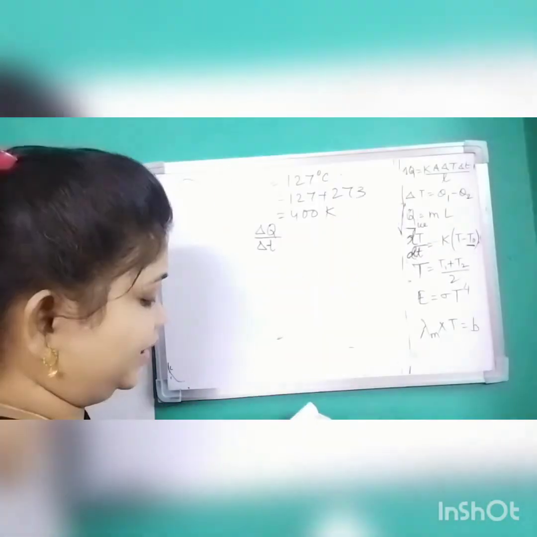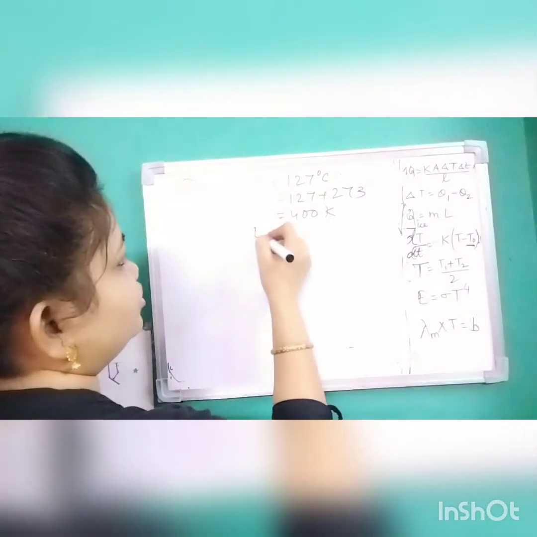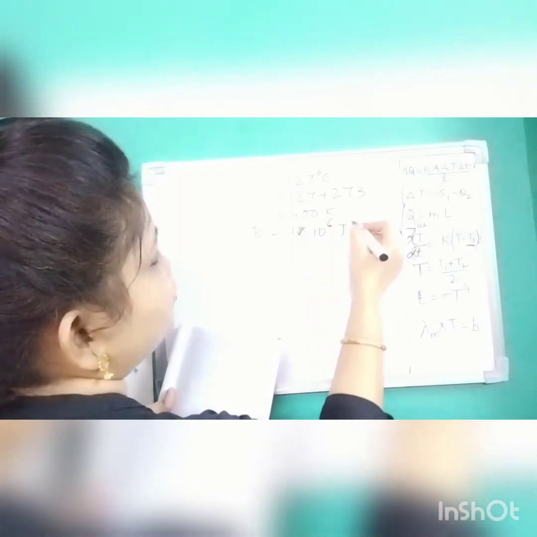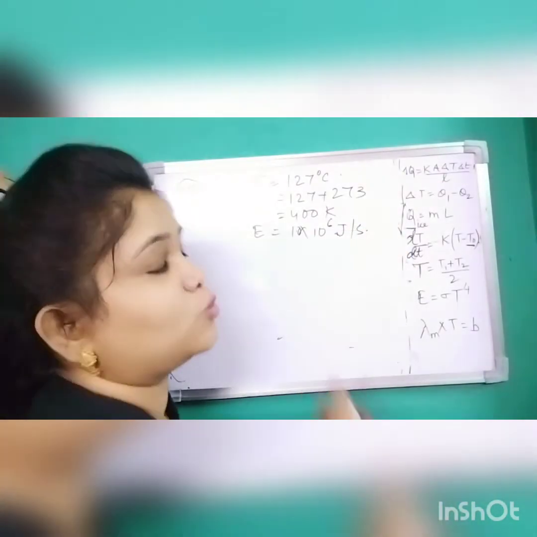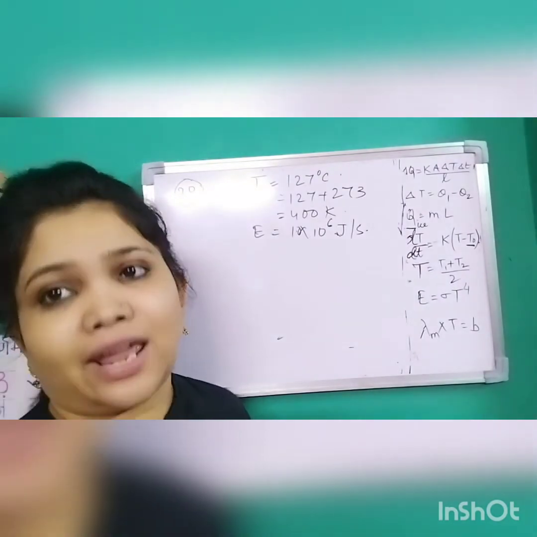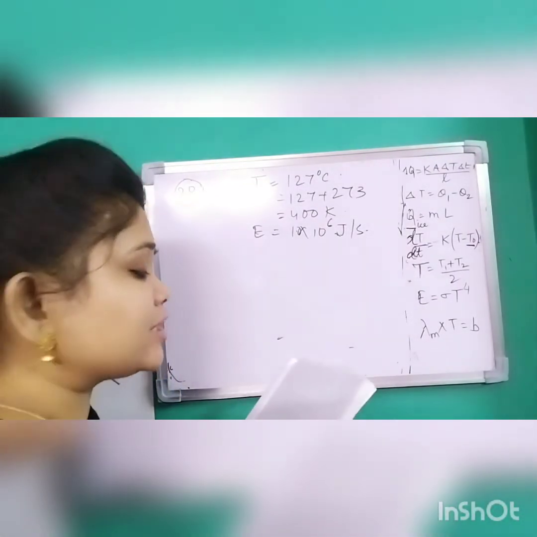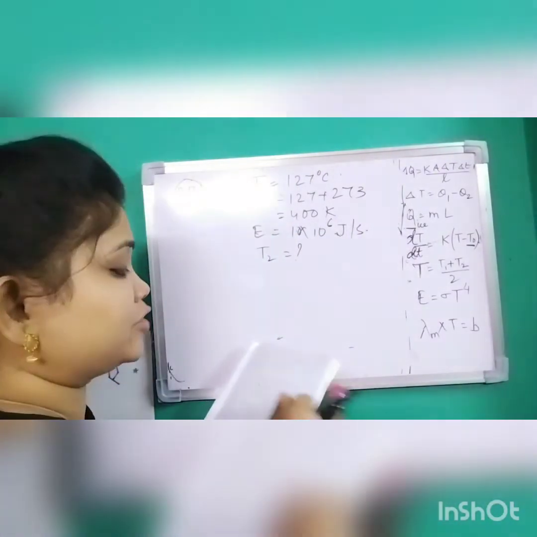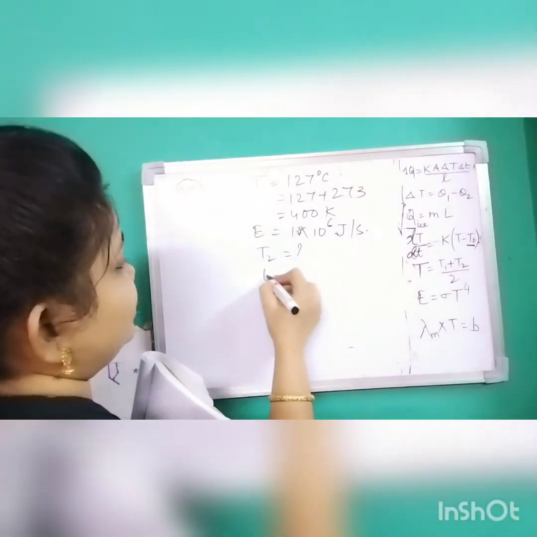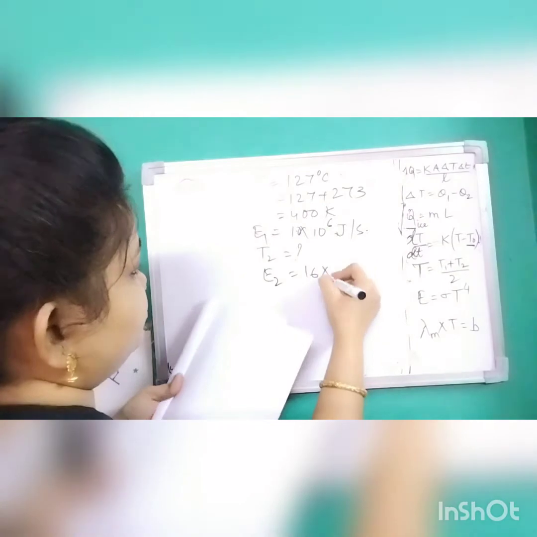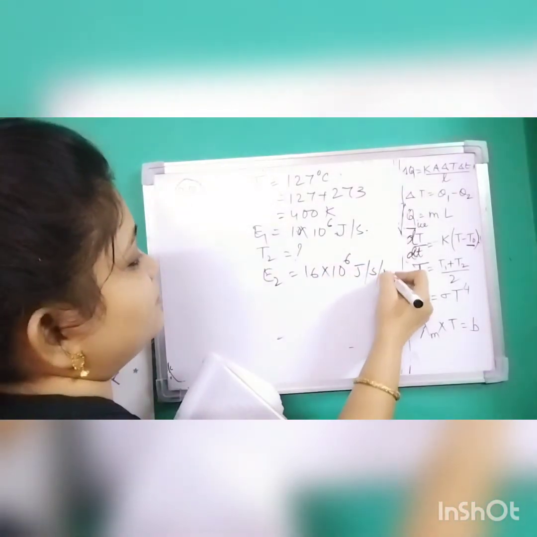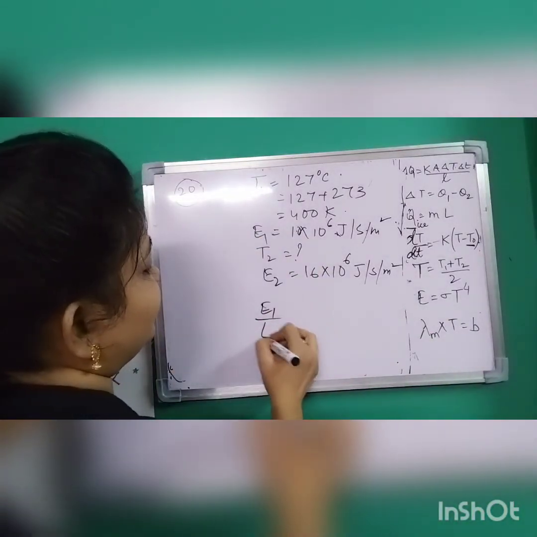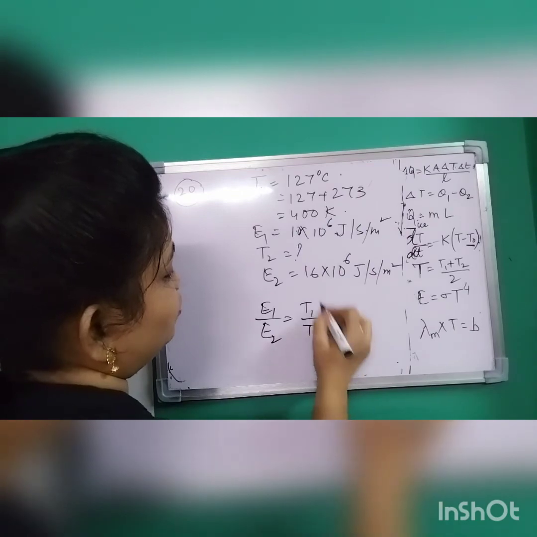They have given here delta Q by delta T. It is nothing but E, radiant energy. Radiant energy is given as 1 into 10 to the power 6 joules per second. Remember, delta Q by delta T is nothing but radiant energy. Find the temperature of the black body, that means T2 you have to find out, at which the rate of energy radiation will be 16 into 10 to the power 6 joules per second per meter square. That is E2, and this is E1. There is only one basic formula: E1 by E2 is equal to T1 by T2 whole 4.